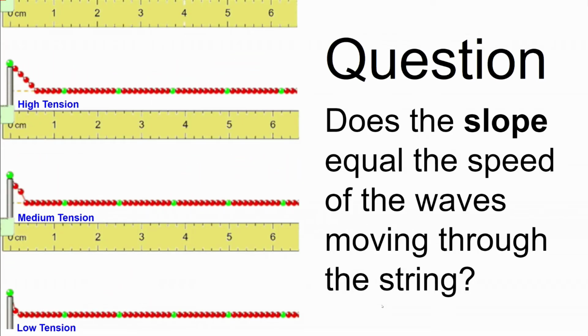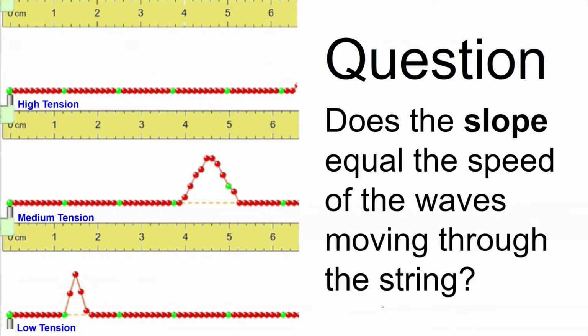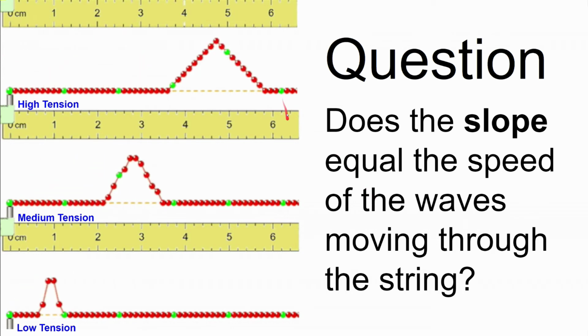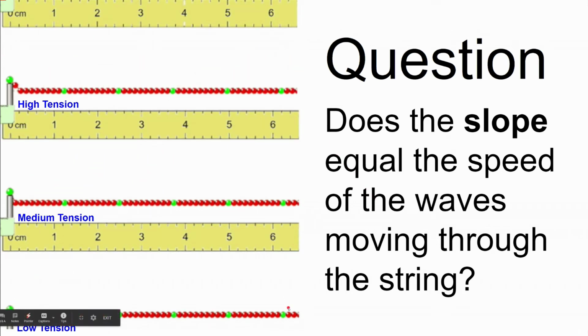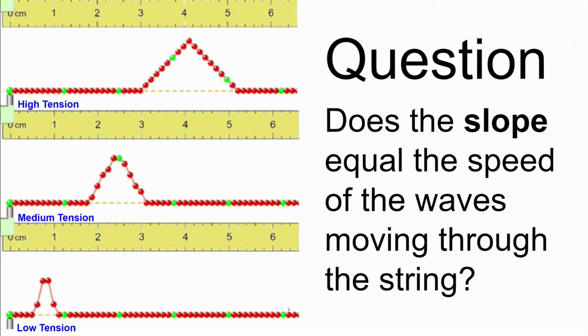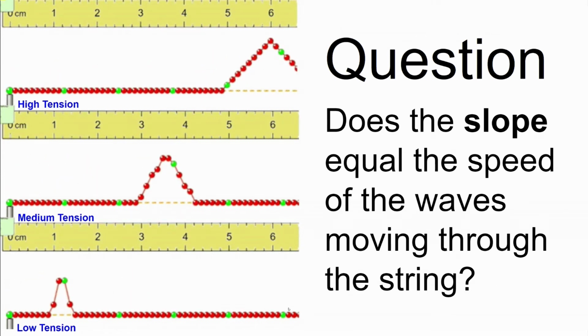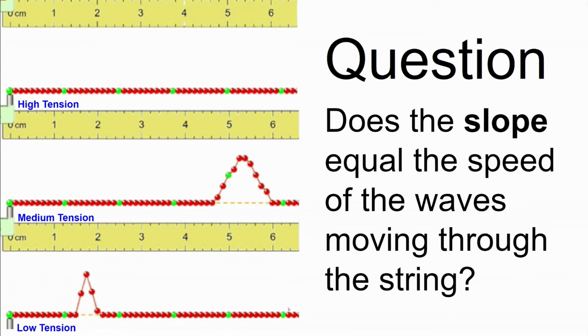So here I have an animation on the left showing a single, individual pulse moving through the string at high tension, medium tension, and low tension, and they're started at about the same time. And just as a review, you can see, like we've already figured out, that the higher the tension in the string, the faster the individual pulses or the periodic waves will be moving through that string.